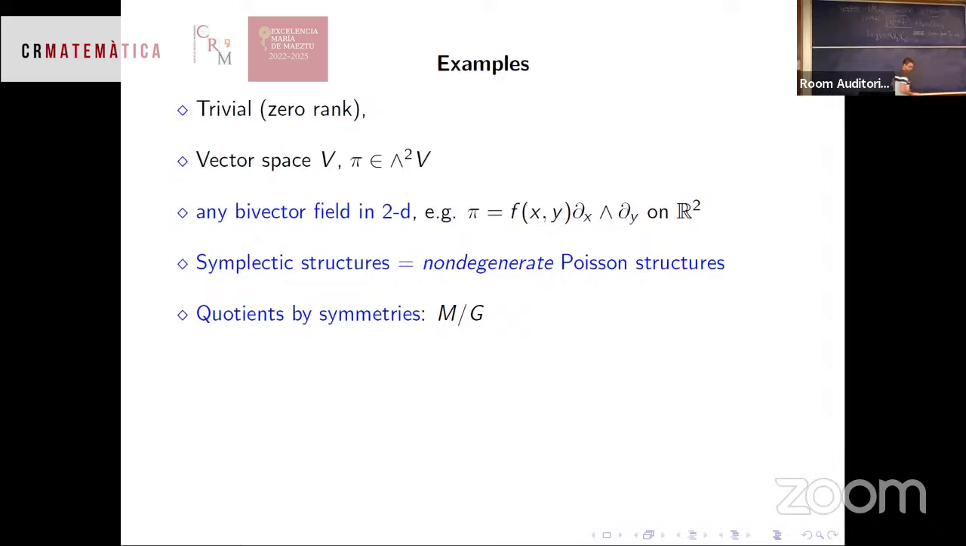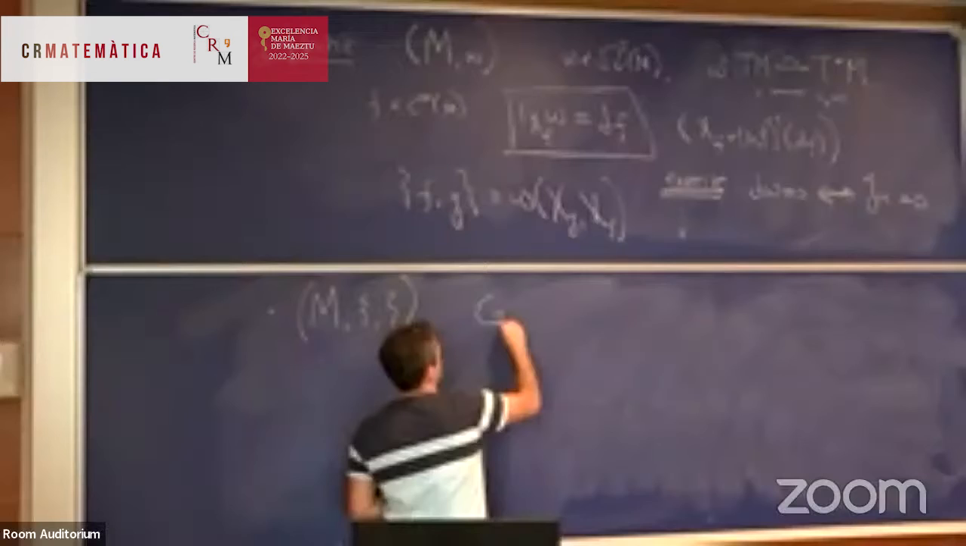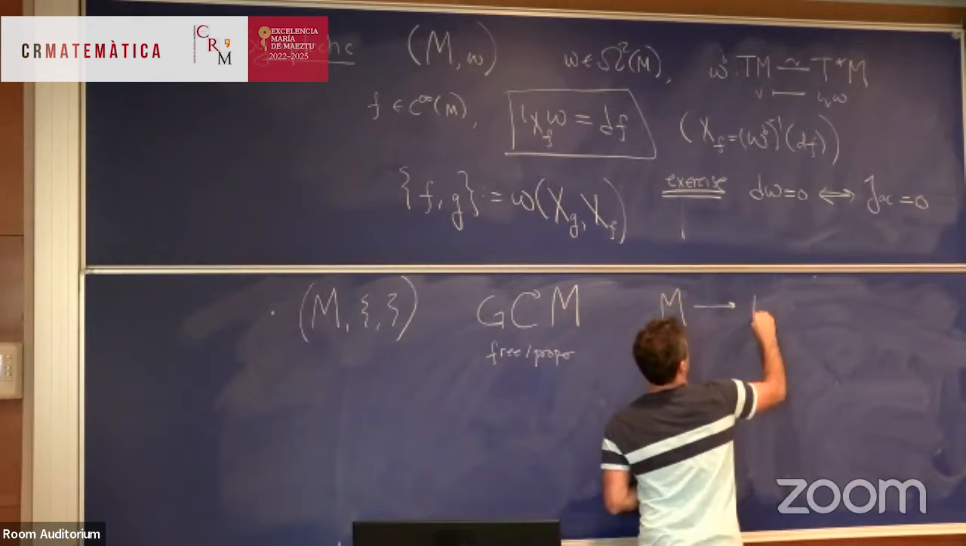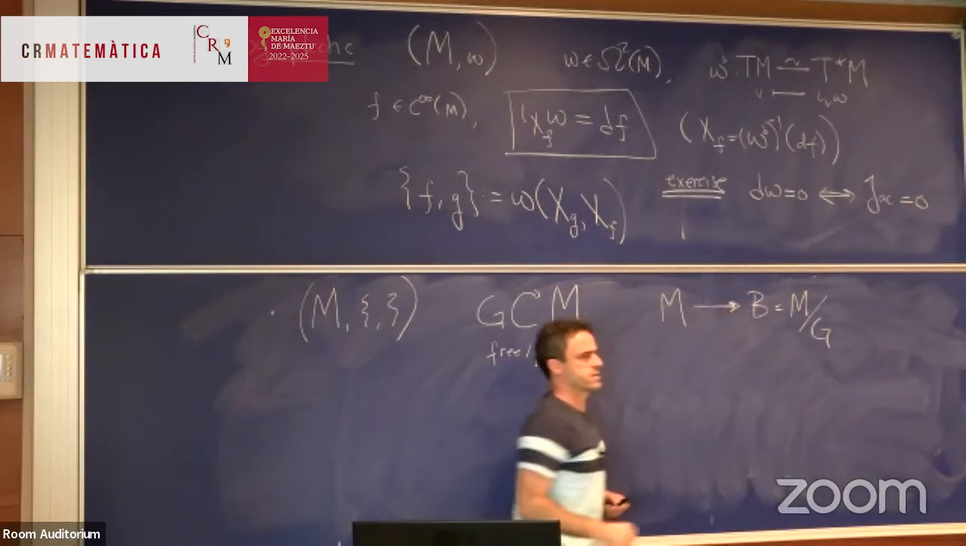So for this example, what I mean is the following. Suppose that you have a Poisson structure, a Poisson manifold, and you have a Lie group acting on it. Suppose that the action is nice, free and proper, in such a way that you can talk about orbit space. The orbit space is a nice manifold for which the projection is a submersion.